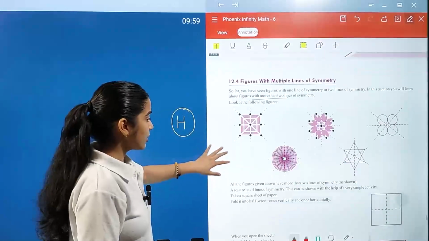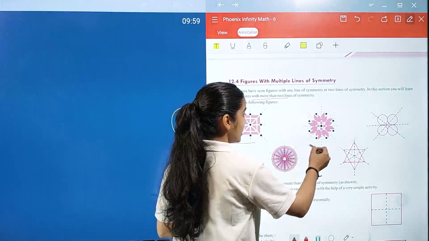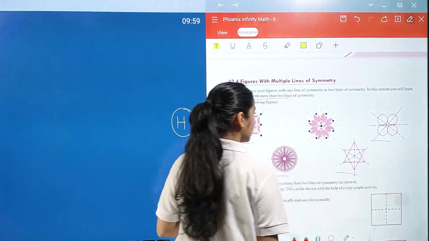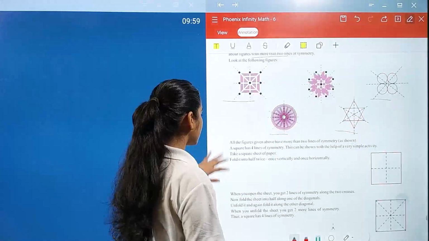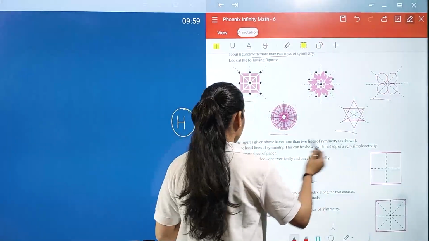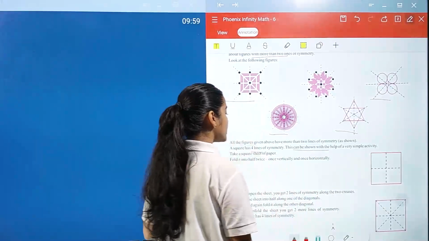So look at this figure. This is your square, where we have more than two lines of symmetry. This circle, these stars, and here you have four circles together. All the figures given above have more than two lines of symmetry as shown. A square has four lines of symmetry. This can be shown with the help of a very simple activity.